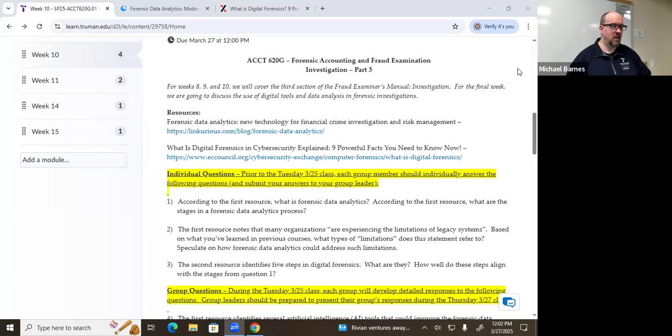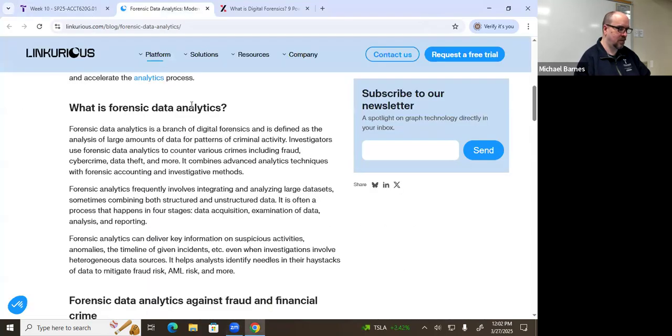So I had you do some research, went to a couple of resources and then linked back to it. So let's just go ahead and get into it. According to the first resource, what is forensic data analysis? And then what are the stages in a forensic data analysis process? So Holden, I believe your group is the first one up, so I'm going to call on you. What did your group say on this one? It's a branch of digital forensics, and it was defined as the analysis of large amounts of data for patterns of criminal activity. Stages are data acquisition, examination of data, analysis, and reporting.